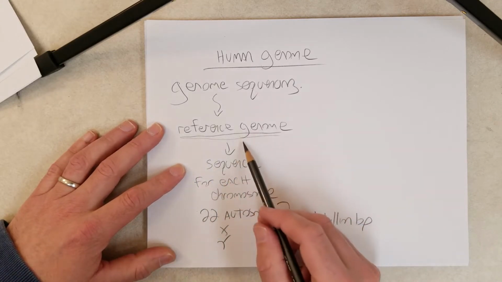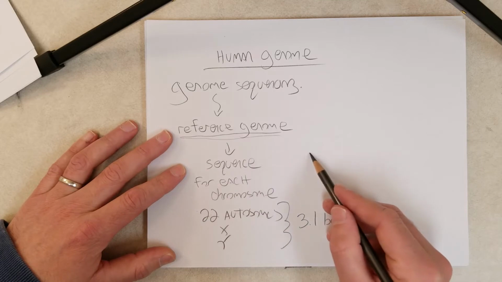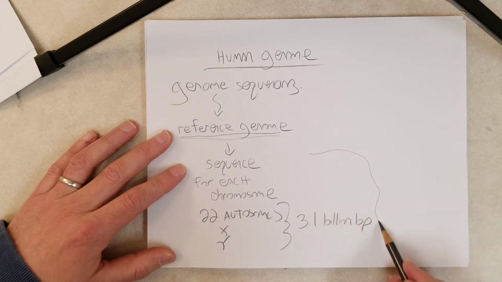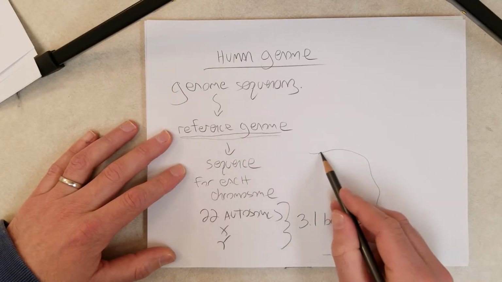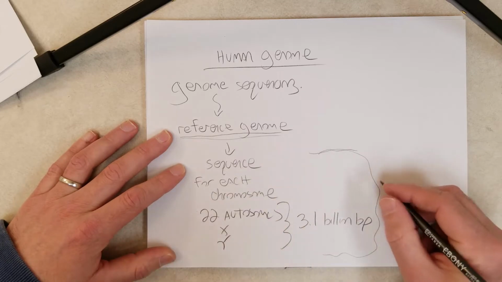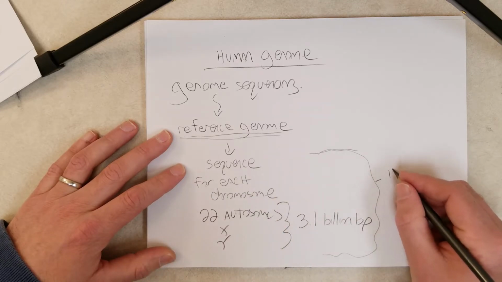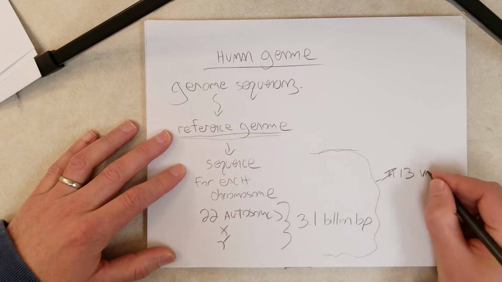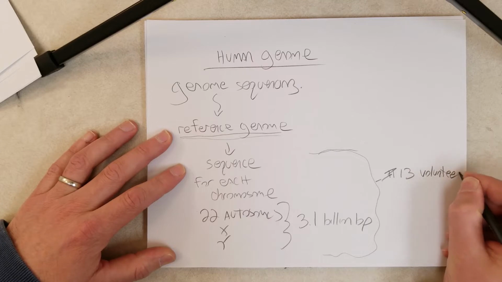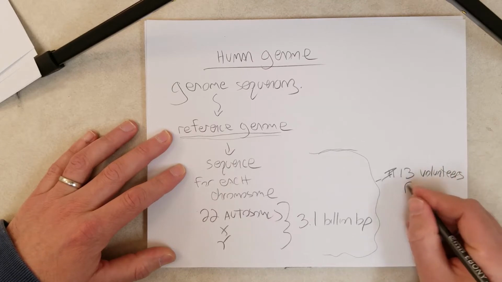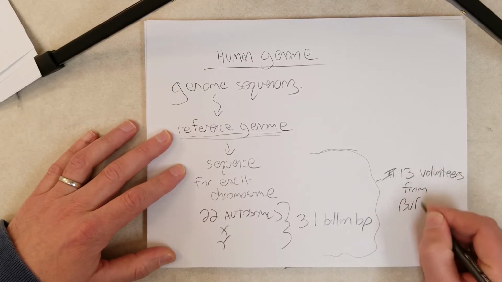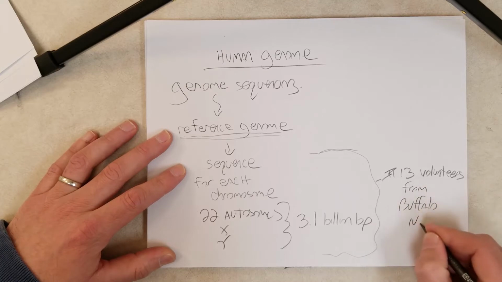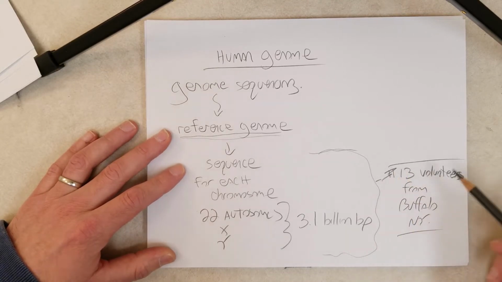And interestingly, the reference genome, the first complete human genome, was assembled from, let's say, genomic DNA from 13 volunteers from Buffalo, New York. Okay, so wow, how do we know that?